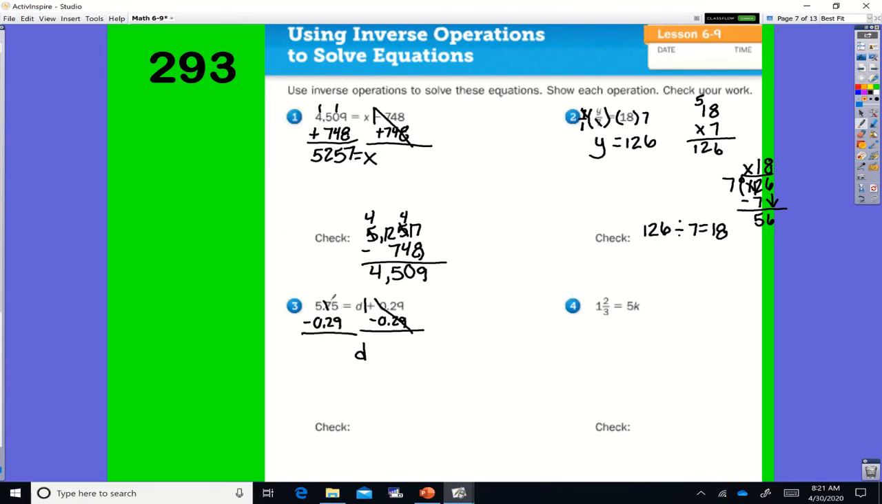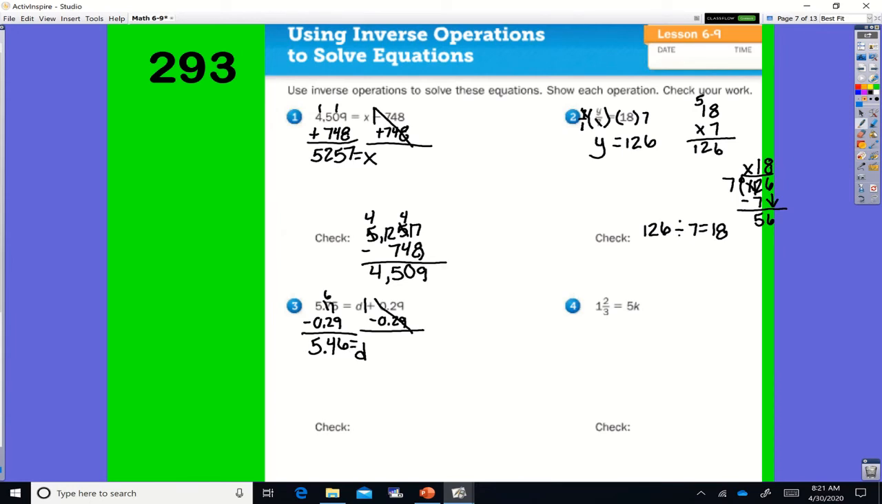Can't take 5 minus 9, so we borrow. 5 minus 9 gives us 6. 6 minus 2 is 4. 5 minus 0 is 5. We bring our decimal straight down. So D equals 5 and 4600ths.